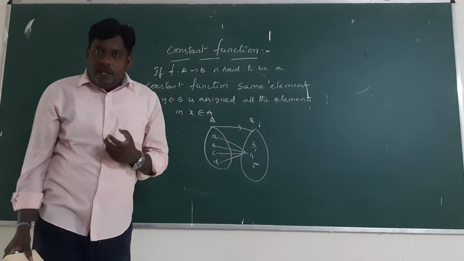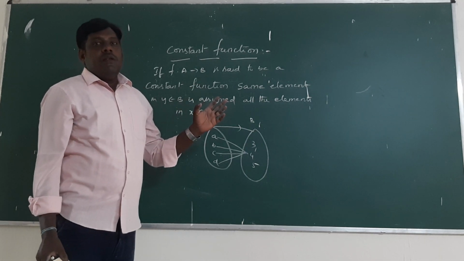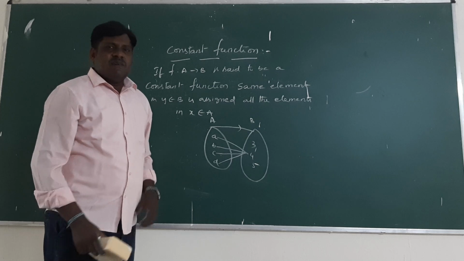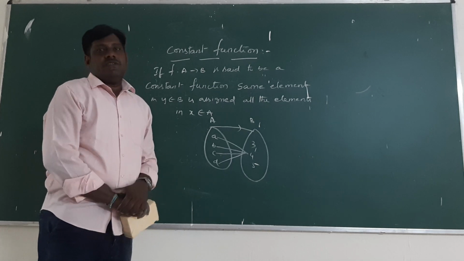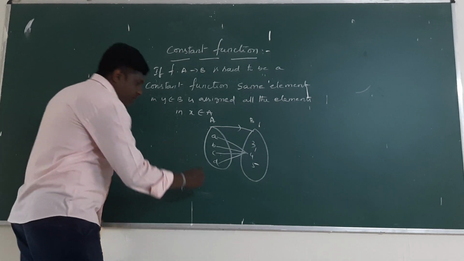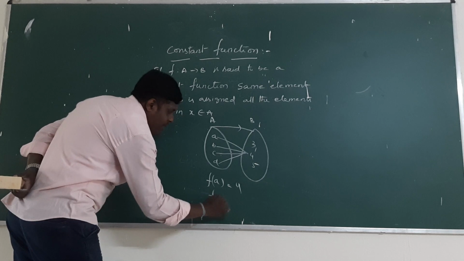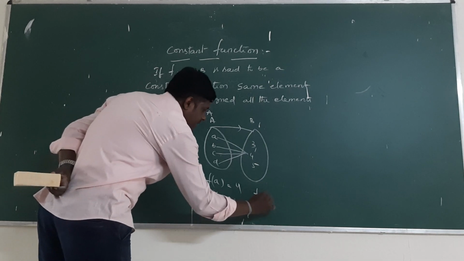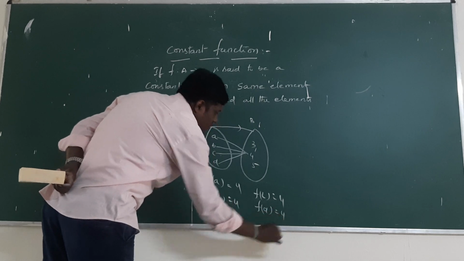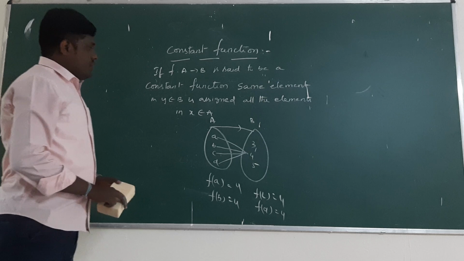All the elements in the set A should map with only one element in the set B. In this case only, the function is called constant function. Simple definition: range is constant. The image of A is nothing but 4. The image of B also 4, C is also 4, D is also 4. Range is constant, so it is called constant function.